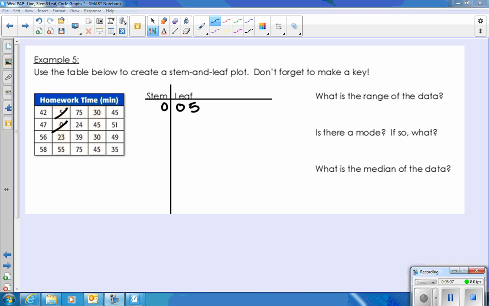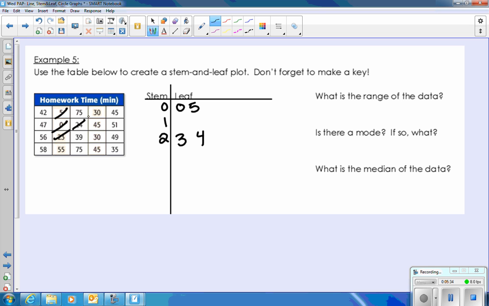Now, on this, I don't have any 10s. I'm still going to write my stem, but there are no leaves because there's nothing with a 1 in the 10s place. I do have some 2s. See, this 24 is the only one I have. Oops, sorry, I have a 23. So I'm going to go back and erase that 4. And then I'm going to write my 23 and my 24, because remember, it has to be least to greatest.